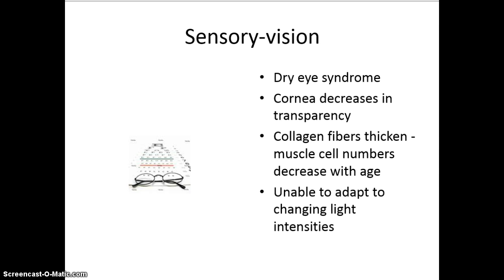Continuing on looking at the assessment of the older adult, we can see that there are vision changes. We know that the cornea decreases in transparency. That causes a reduction in the amount of light entering the eye. Presbyopia is a term that we use. It's the inability to focus on nearby objects.